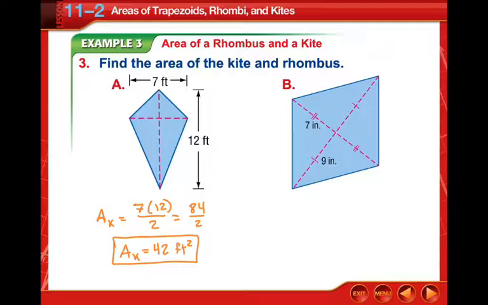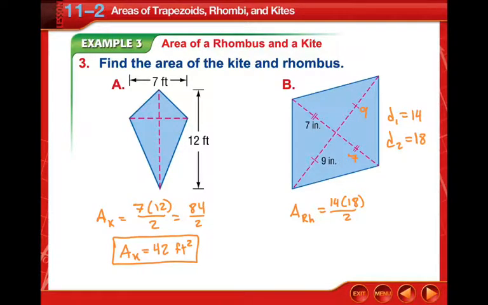And then the last one for number 3 here, part B, is a rhombus. We're missing parts, but we do know that they are equal because it is a rhombus. So there's a 9 and a 7 there. That means one diagonal is 14, one diagonal is 18. So we'll write that off to the side here. D1 is 14, D2 is 18. So the area of our rhombus, again, is going to be the diagonals multiplied together. So 14 times 18 divided by 2.